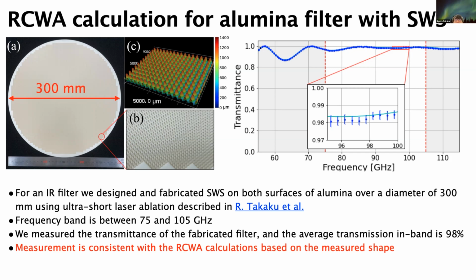We measured the transmittance of the fabricated filter, and we achieved 98% transmittance averaged in band. I want to emphasize that the measurement data is here. The measurement is consistent with the RCWA calculations. This calculation is based on the measured shape. So this implies that the RCWA calculation can also be used for the development of an achromatic half-wave plate with subwavelength structures.